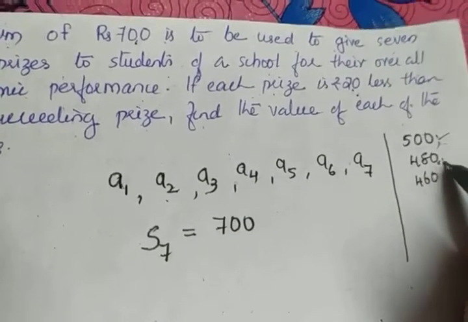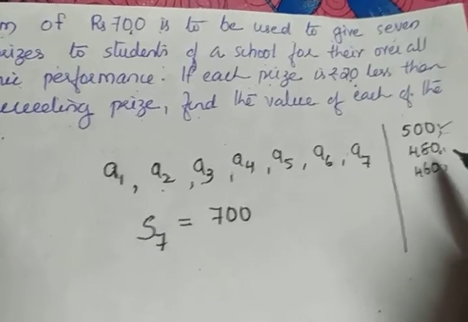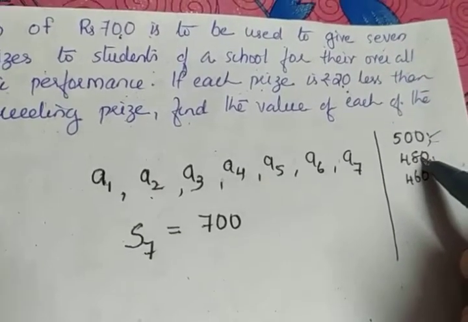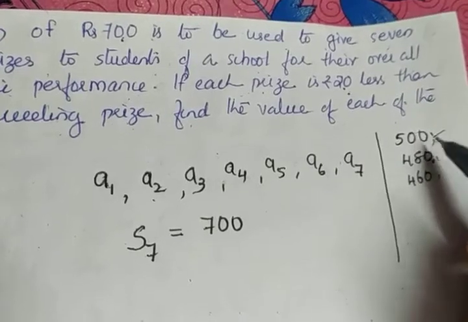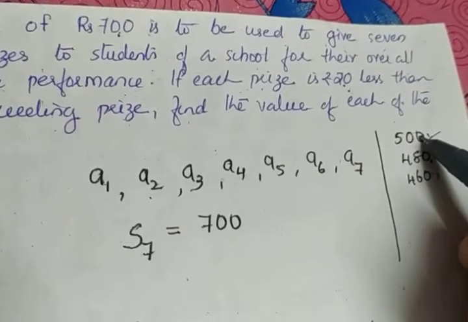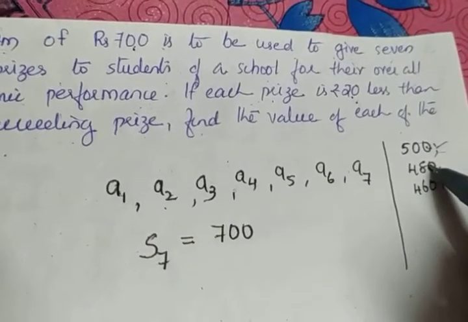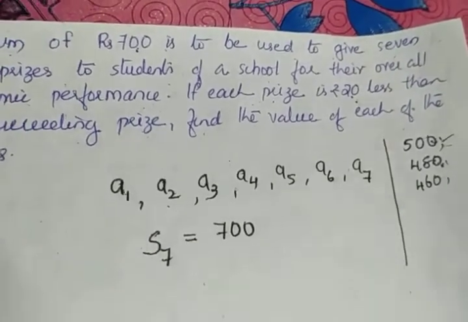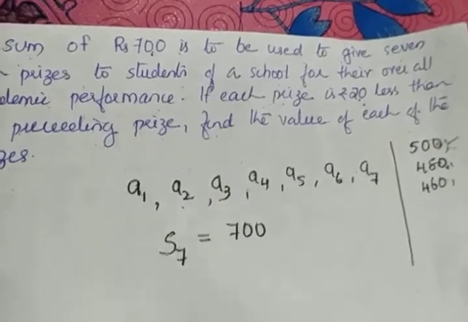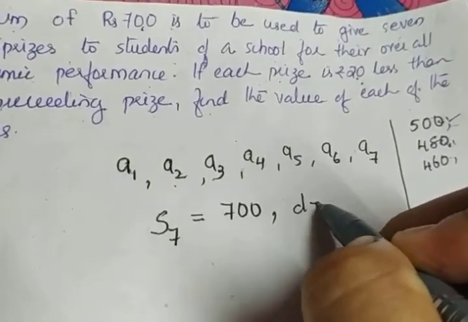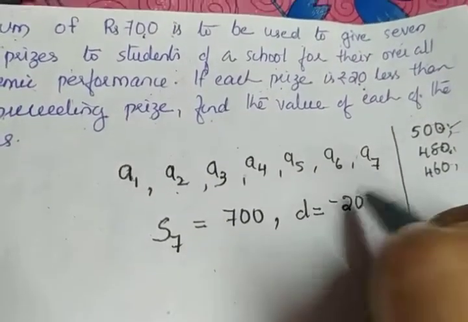So if I am taking this AP, can you say what is d? d means second term minus first term, isn't it? So in this case, it is 480 minus 500. That means d is minus 20. First prize and second prize difference is 20, but second prize is less than the first prize by 20 rupees. So we have to take the value of d as minus 20.